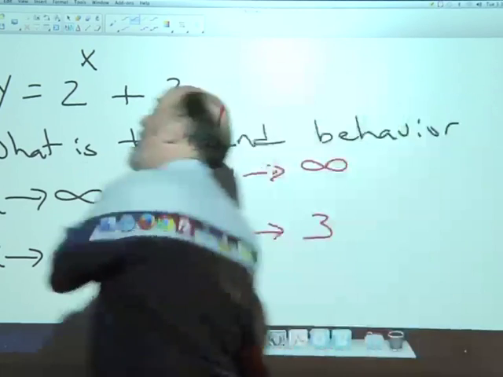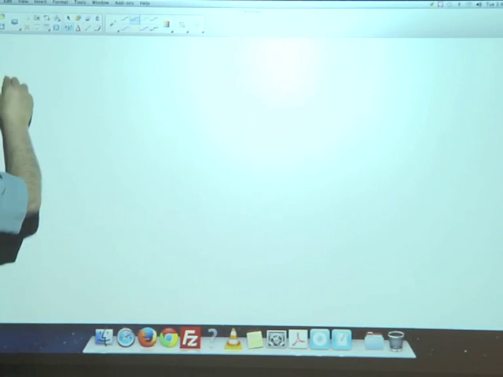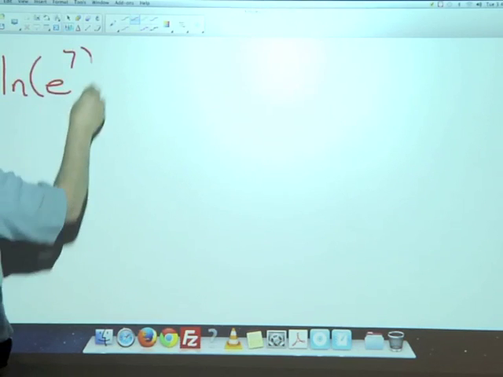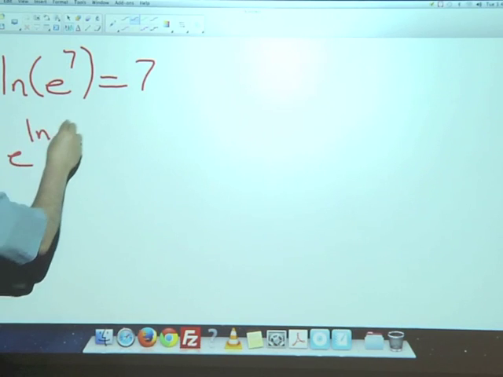Other stuff. What if I had something like this? We said that the natural log of e to the 7th was going to be 7, right? We said natural log and e cancel each other out. How about e to the natural log of 5?